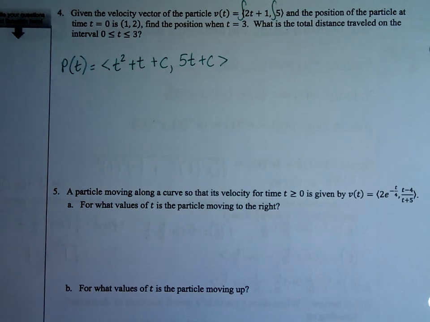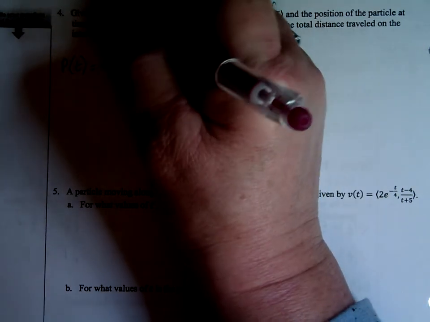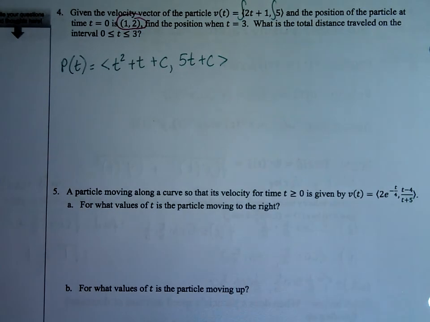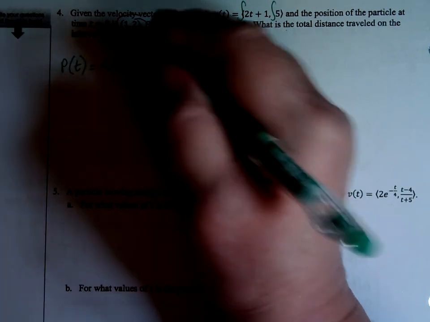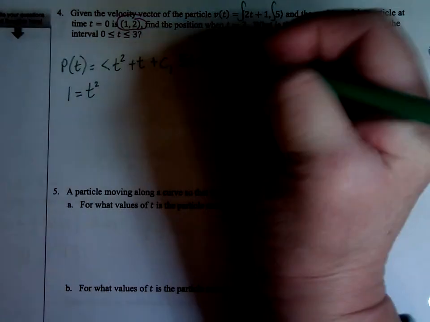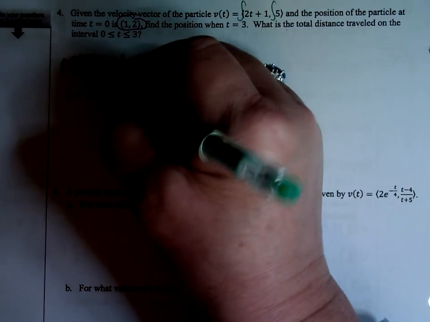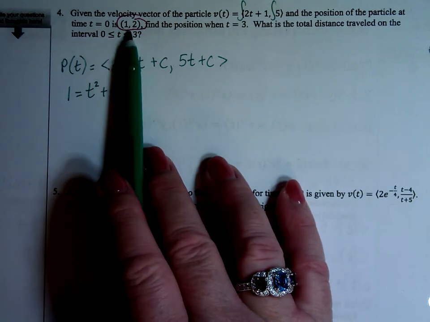Well, let's think about this for a second. They also gave me this coordinate right here. 1 is the x component. 2 is the y component, what the position would be. So if I take this x piece and set it equal to 1, 1 equals, I'm going to do this out the long way this first time, t squared plus t plus c. What did they tell you t was if you're at 1, 2? They told you that t was 0.